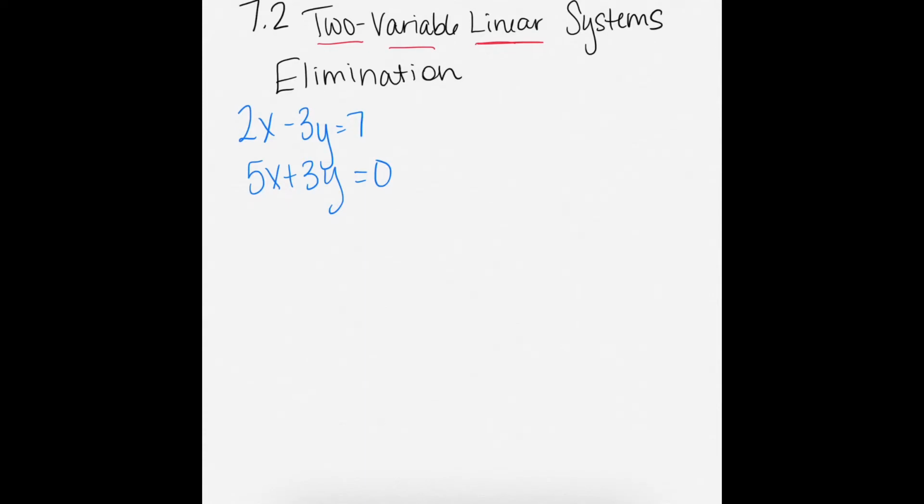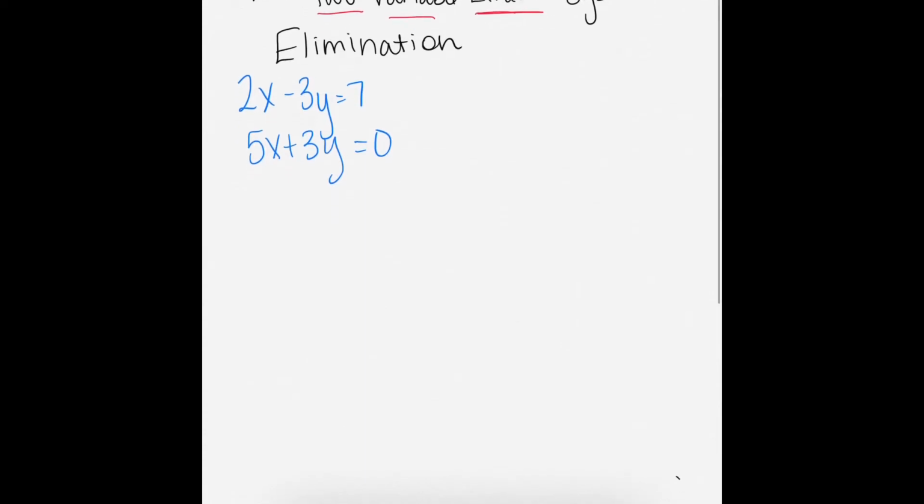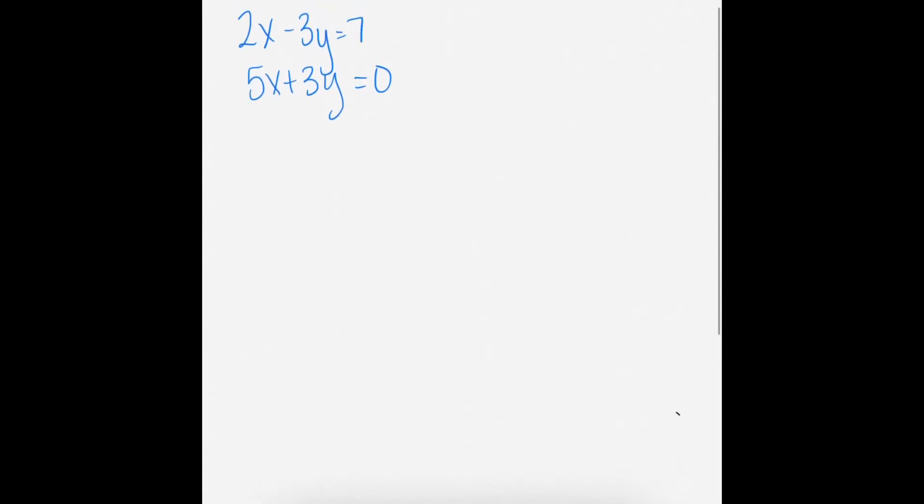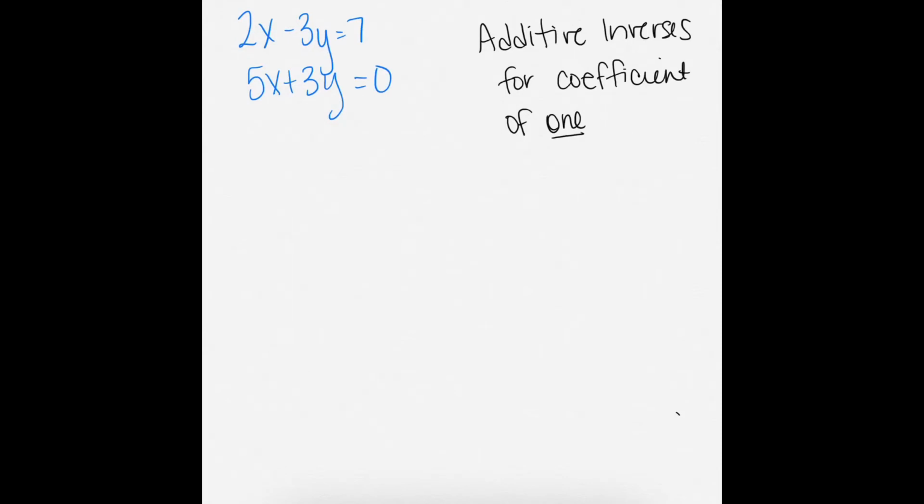Now keep in mind, you can actually use substitution for the linear two variable systems as well. But I actually think this method's a little bit easier when it comes to solving systems. So the goal when you're doing elimination is to eliminate one pair of variables. And the way you do that is by finding additive inverses for the coefficients of one set, not both, one set of variables.